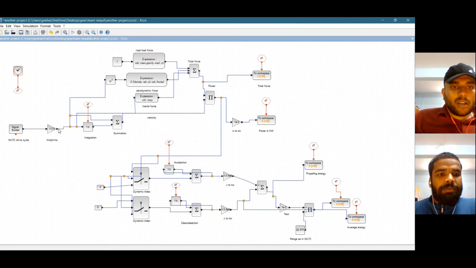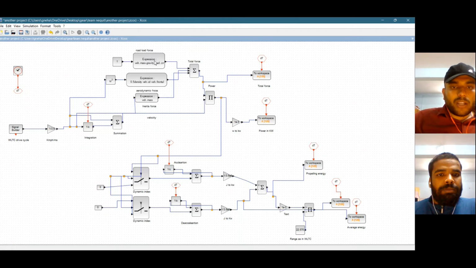From there, we can use an expression to calculate the resistive force, because energy spent must be equal to the energy required to drive the car. So we have calculated the total resistive force acting on it. The first one is the road load force, which has its expression in the constant block, the second is the aerodynamic force, and the last one is the inertia force.